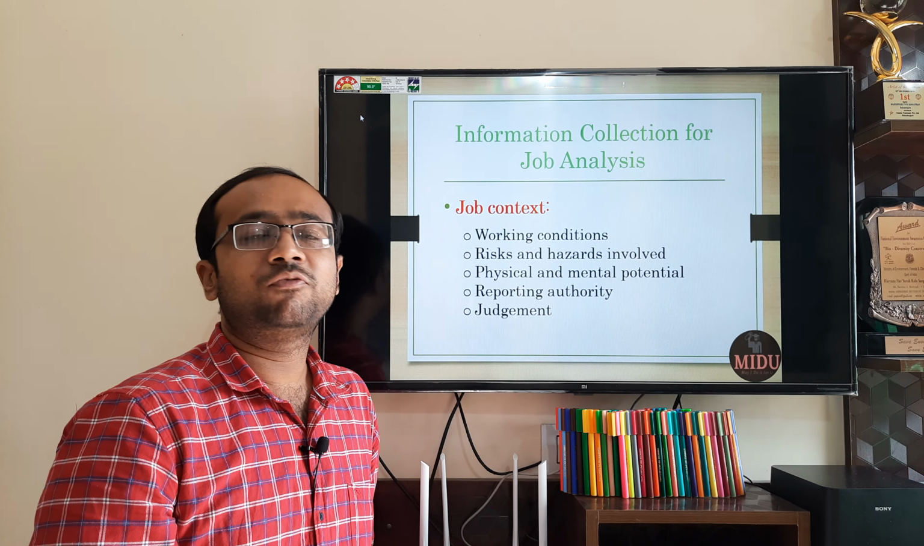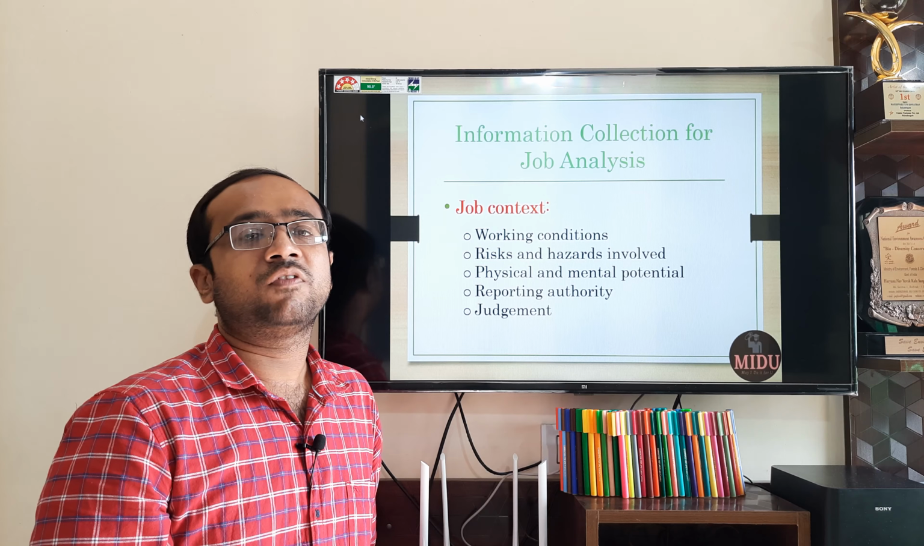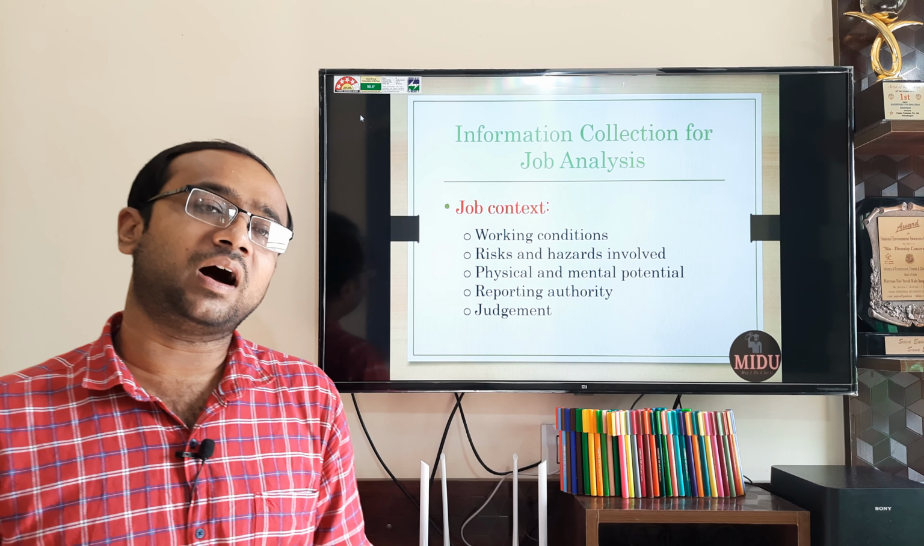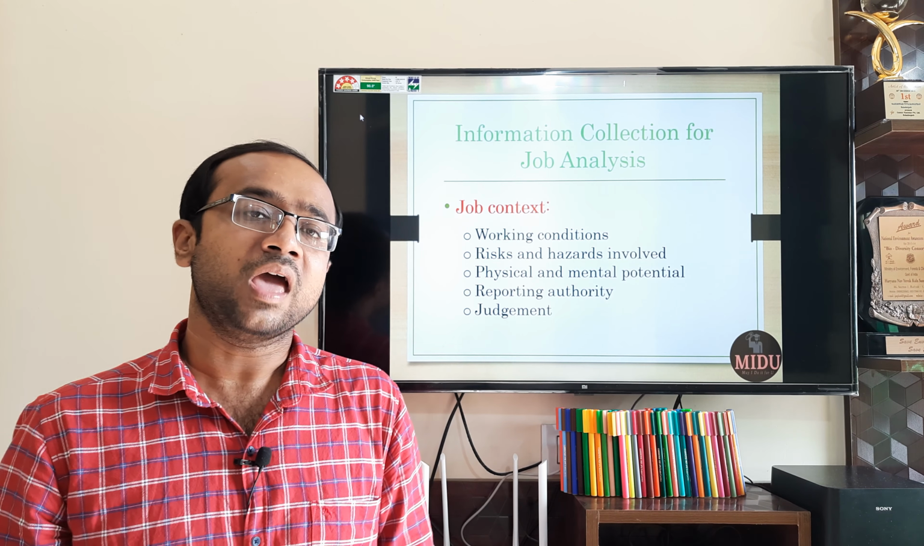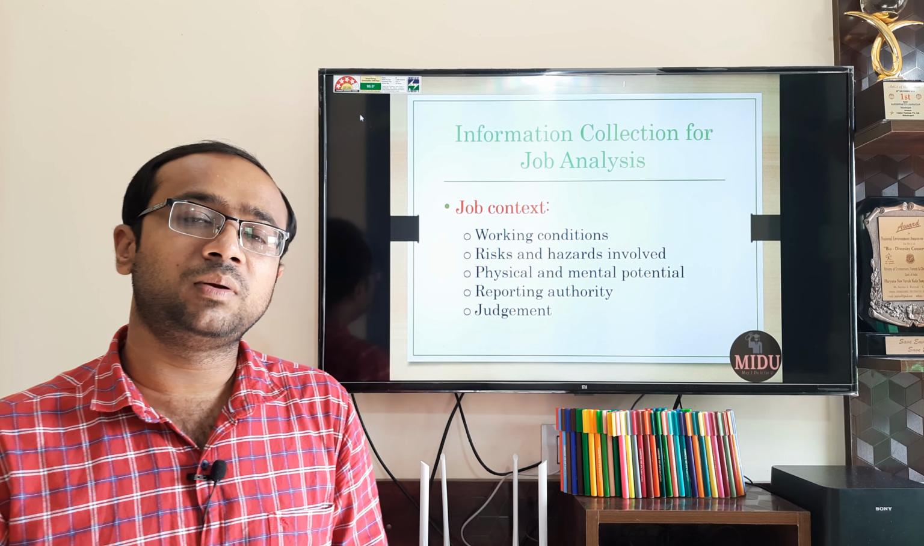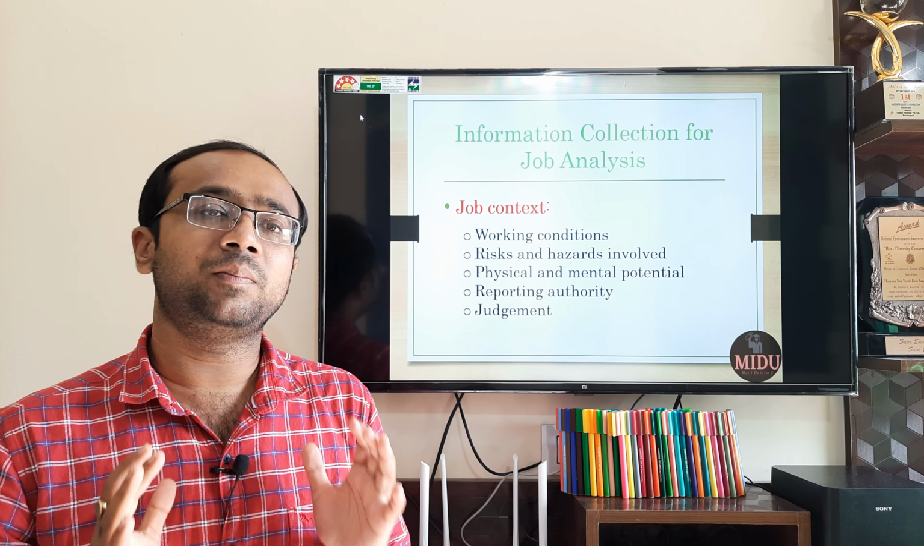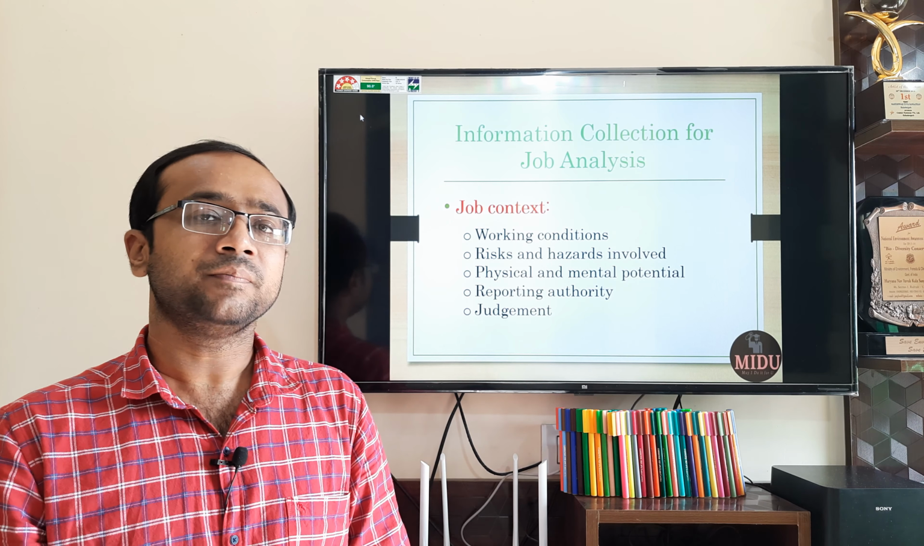First, what will be the working conditions? Means basic working conditions which will be there. How many working hours will be there, working days will be there, what kind of setup and facilities you will be providing. All that need to be mentioned in this job context.